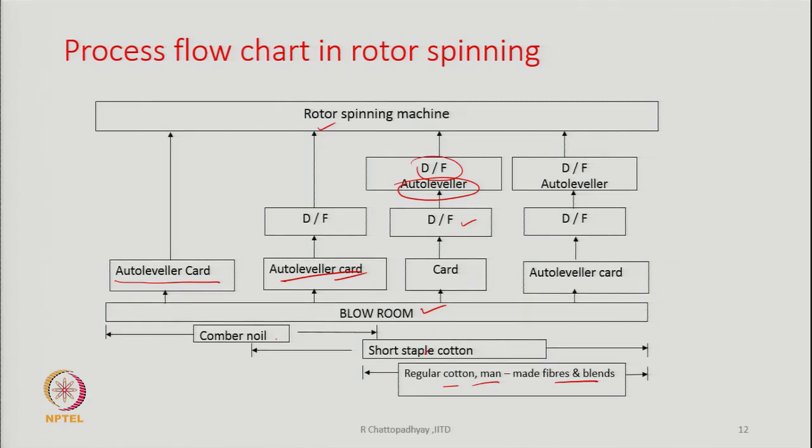That is another process. The other one is where the card itself has an auto leveler. After auto leveling, the sliver goes to the draw frame, and from the breaker draw frame, it goes to the finisher draw frame. So, these are, you can write finisher, and this is breaker.